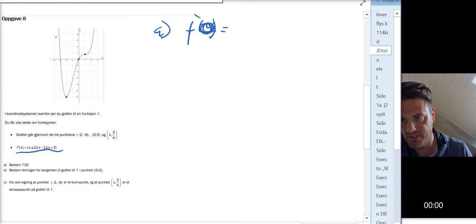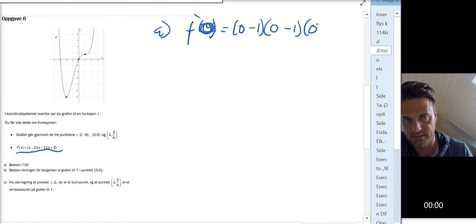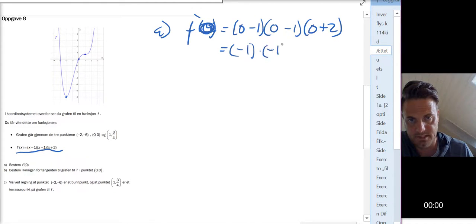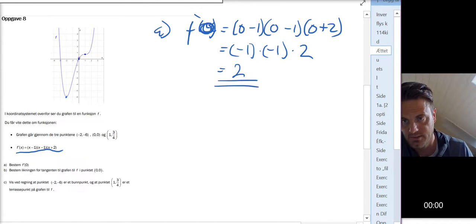And then it says in exercise A, decide f derivative of 0. And then we just put 0 into the derivative, so I get 0 minus 1, 0 minus 1, and 0 plus 2. So this is -1, this is -1, and this is 2. -1 times -1 is +1 times 2 is 2. So that's the gradient of the tangent line in this point here, right? So that's exercise A.